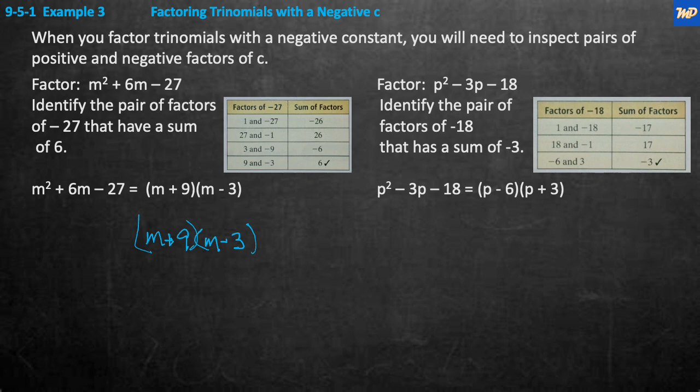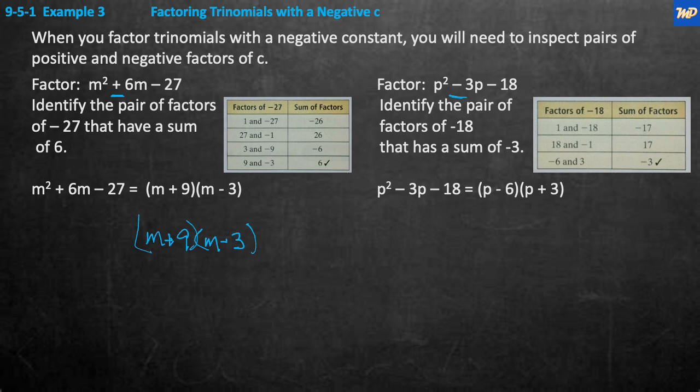Okay, over here for factoring p squared minus 3p minus 18, you notice the difference? This one here has a positive on the middle term. This one has a negative on the middle term. Not going to make much of a difference. Well, let's take a look at it. Identify the pair of factors of negative 18 that has the sum of negative 3. Before we were looking for a positive 6, now we're looking for a negative 3. Well, if you look at them, you're going to see 1 and negative 18 is negative 17. That won't do it. 18 and negative 1 is 17.